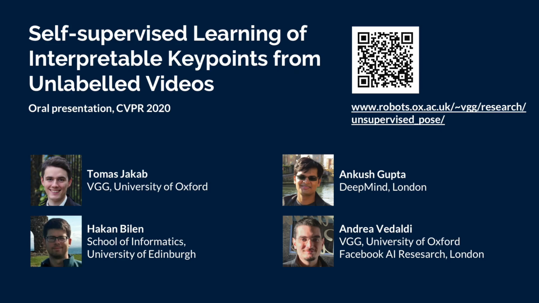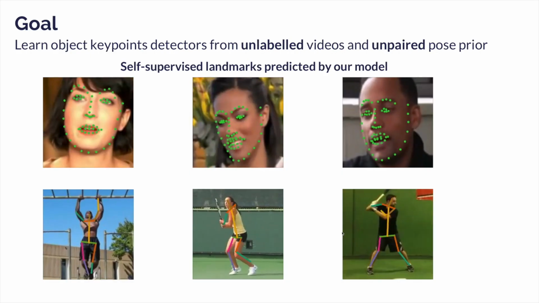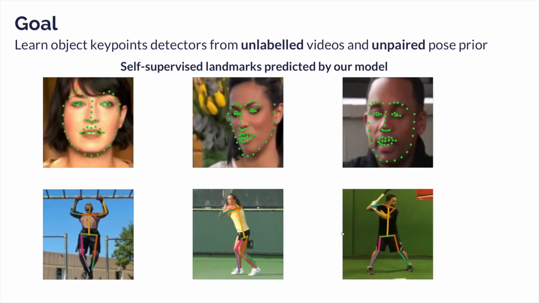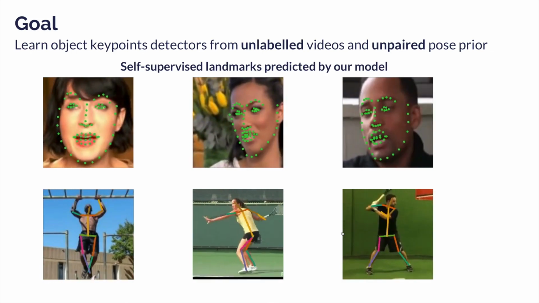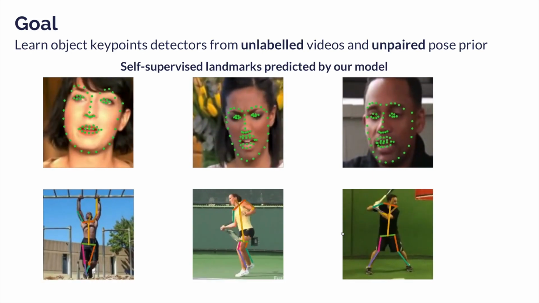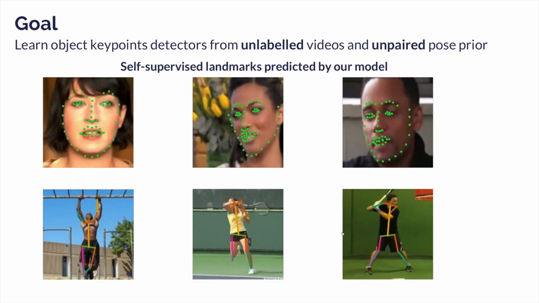My name is Tomáš Jakab, and I will present you our work on self-supervised learning of interpretable keypoints from unlabeled videos. In recent years, there has been impressive success of computer vision achieved through strong supervision. However, that requires large amounts of labeled data that can be expensive to collect.